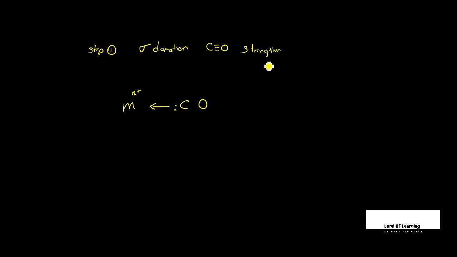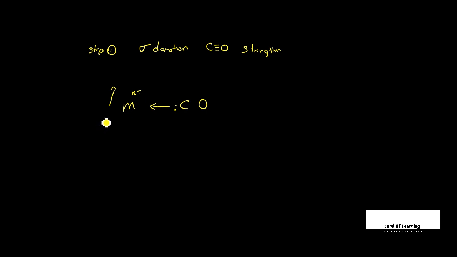Why? The anti-bonding character is reduced, right? So bond order is increased, which means the carbon-oxygen bond is strengthened. So now what's happened? Our carbon monoxide has donated its electron density towards our metal center. Our metal center now has higher electron density, which makes it a little bit unstable.